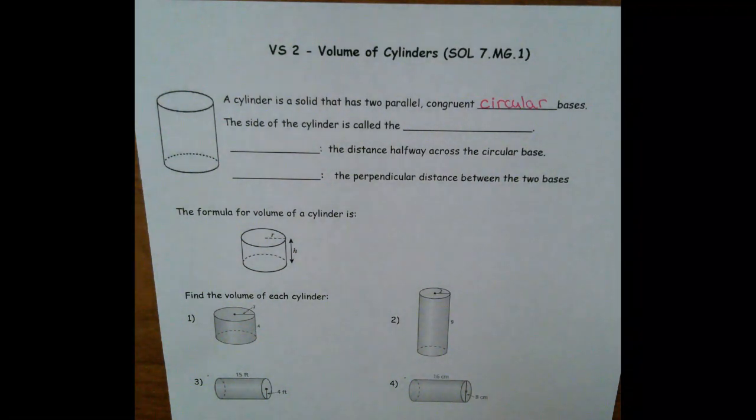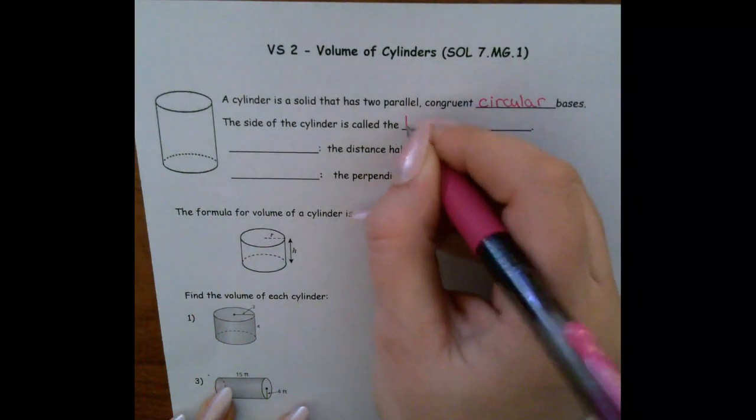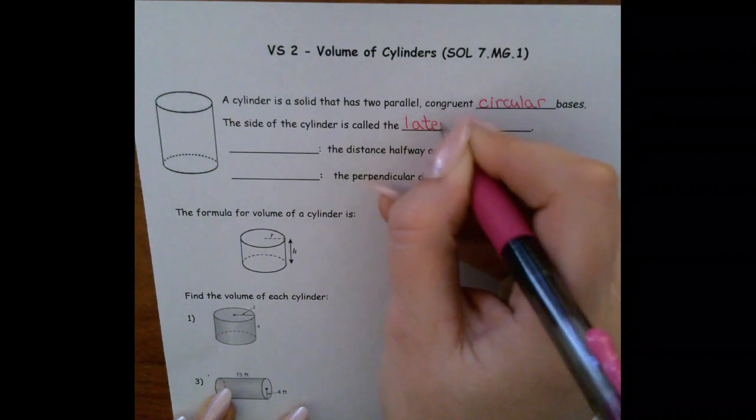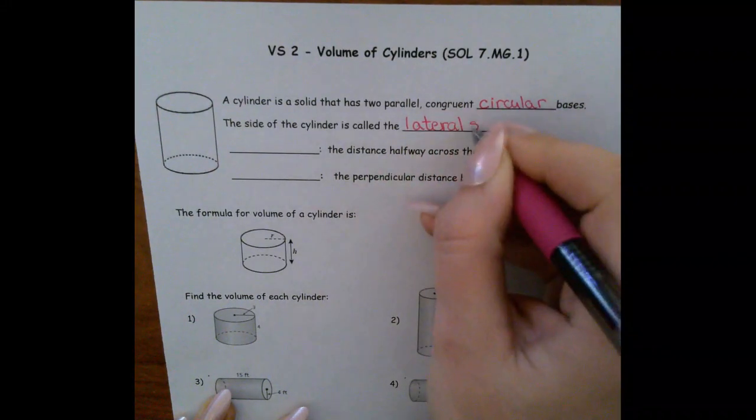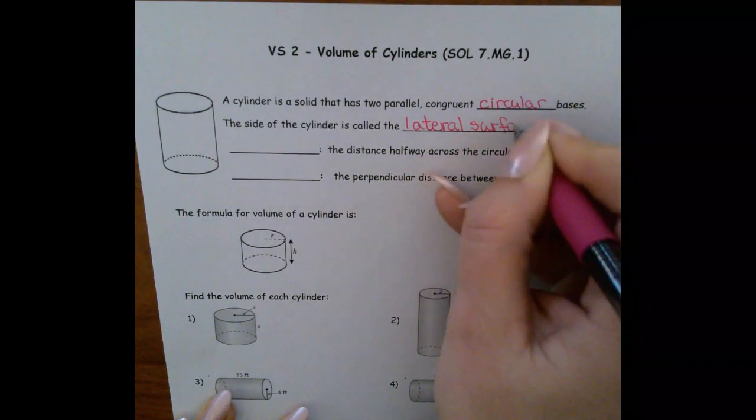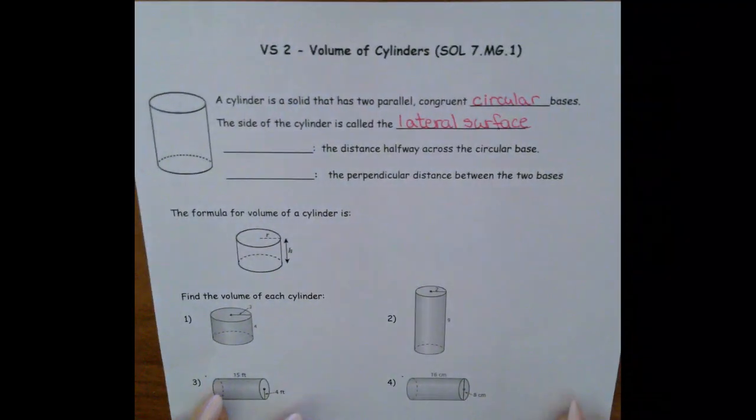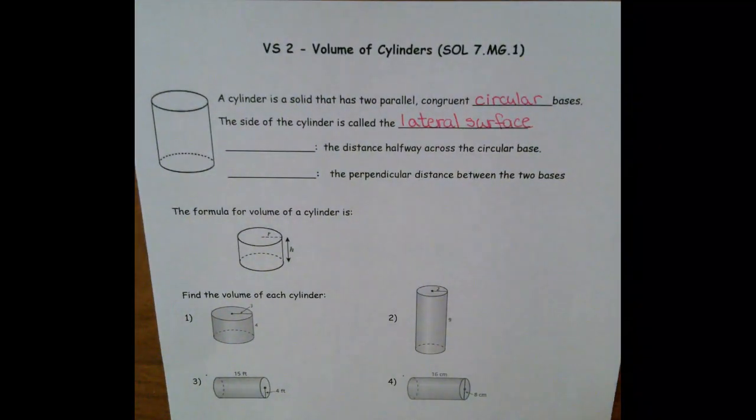Now the side of the cylinder, we're not going to pay attention to it as much with volume, but it will make a difference with surface area. The side of the cylinder is called the lateral surface. So like I said, we will do more with that next week, but there is the vocabulary for you when you see it later. Now there's two different parts of the cylinder that we need to know in order to plug values into our formula.